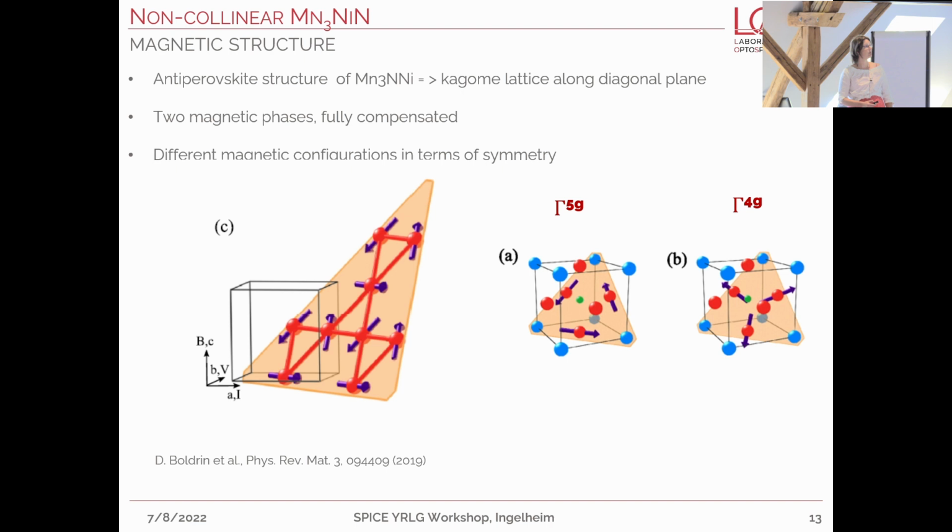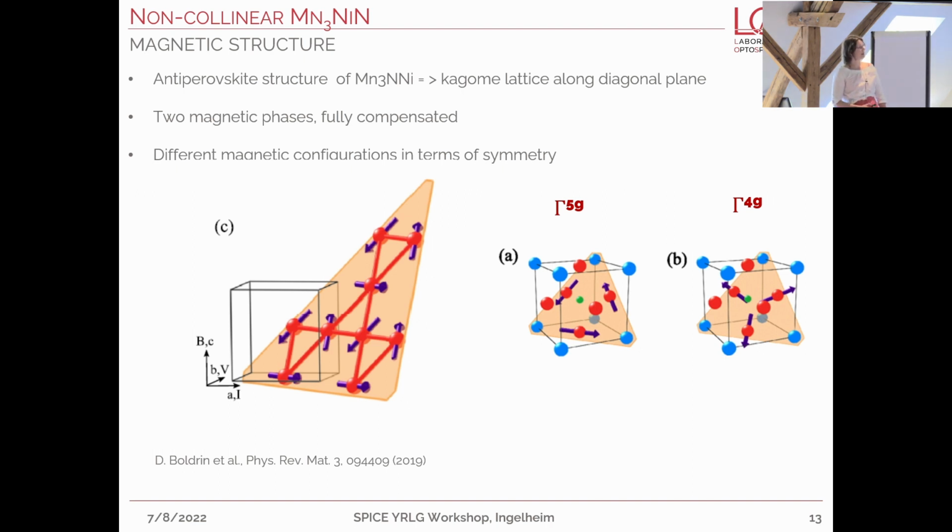And this is why we focused on the manganese-3 nickel nitride, which is an antiperovskite. It also has this Kagome-type lattice like manganese-3 tin, but in this case it's tilted. It's under a cube diagonal of the cubic lattice. So this is nice because this gives us contributions of both in-plane and out-of-plane components of the lattice.